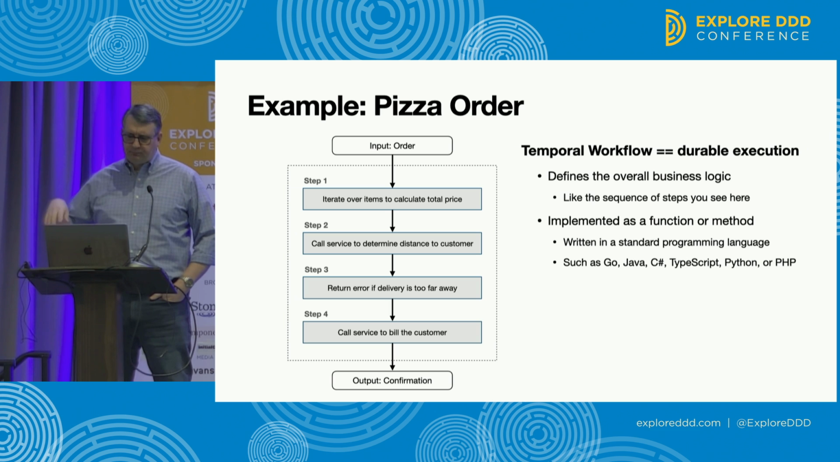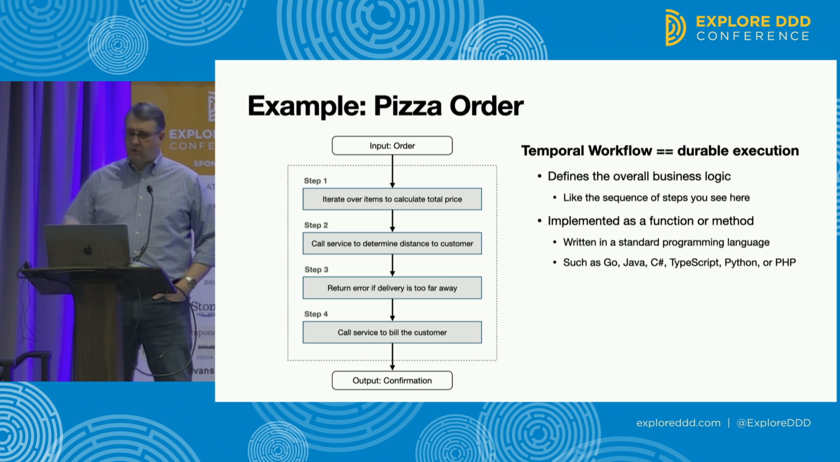order. The workflow is implemented as a function or a method, depending on which language you're using, and it's written in a standard programming language. You don't have to express your business logic in XML or JSON or whatever, and there's no limitations about having cycles. Anything that you can do in a programming language, you can do in a workflow. So you can write it in Go, Java, C#, TypeScript, Python, or PHP. Those are languages we currently support. You could write it in any one of those.